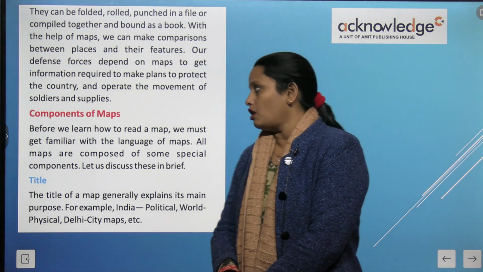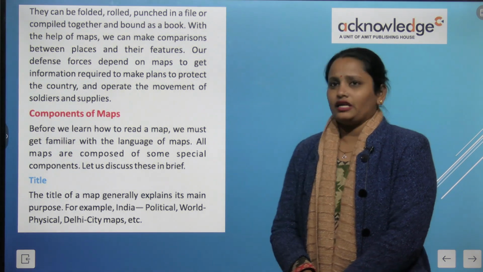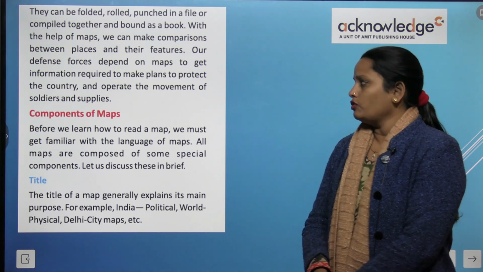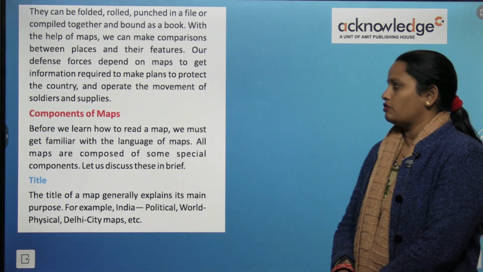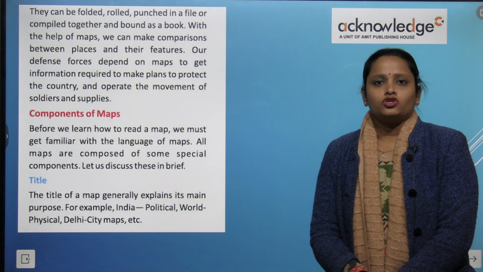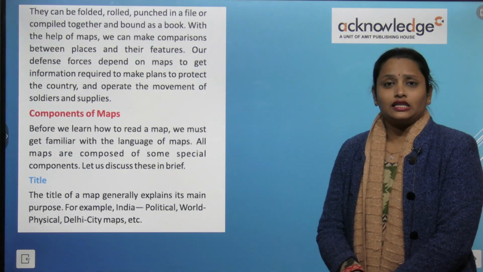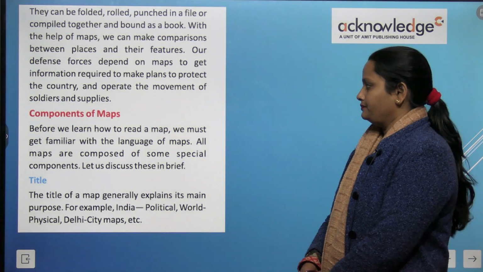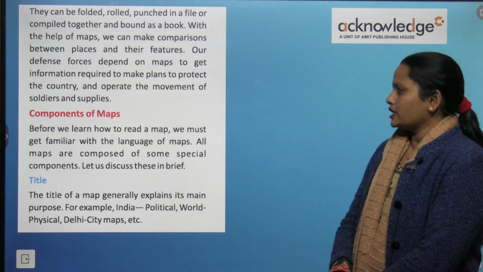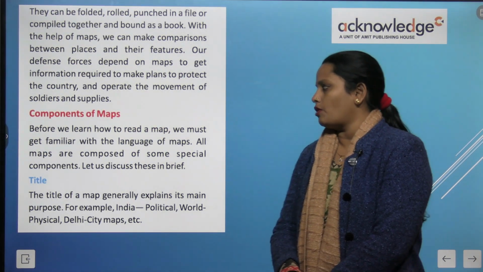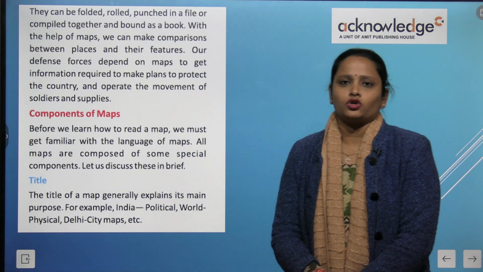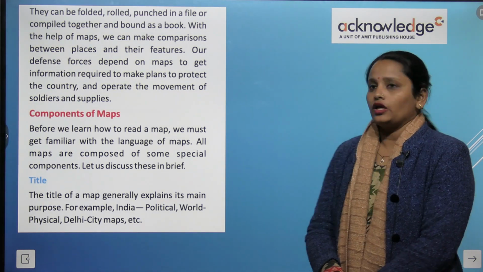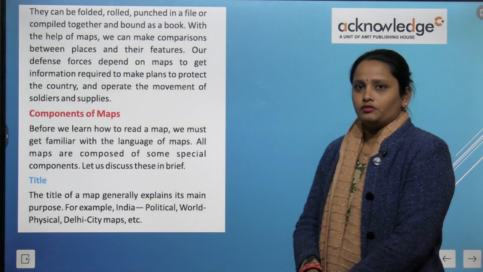Let's learn about the components of a map. Map में क्या क्या चीजें होती हैं. Before we learn how to read a map, we must get familiar with the language of the map. So map को कैसे रीड करते हैं इससे पहले ये जानना जरूरी है कि मैप में क्या क्या चीजें होती हैं. All maps are composed of some special components. जितने भी मैप हैं सब में कुछ ना कुछ special components होते हैं. Now let's discuss these in brief.